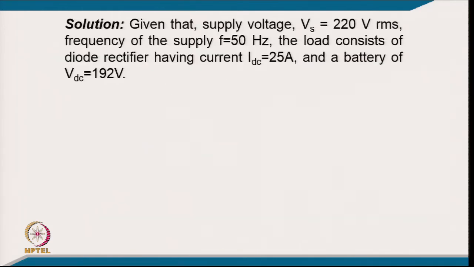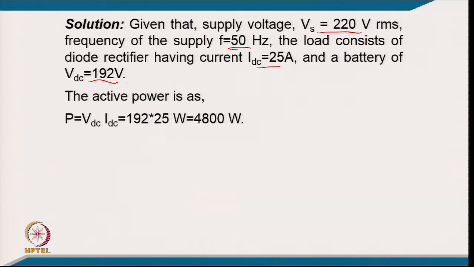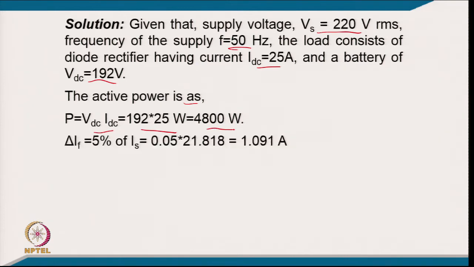So, coming to the numerical part of the solution, given that the supply voltage Vs is equal to 220 volt RMS and the frequency of the supply is 50 hertz, the load consists of a diode rectifier having a DC current of 25 ampere and a battery voltage of 192 volt. So, the active power of the load is VDC times IDC. Putting the value, it comes 4800 watt.